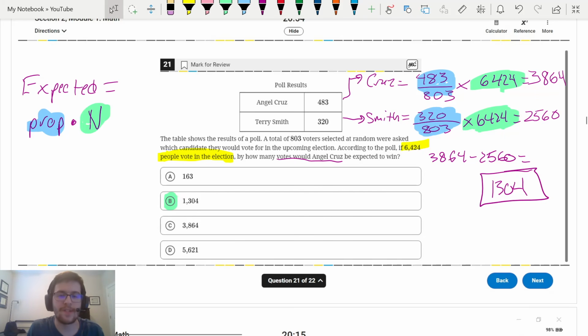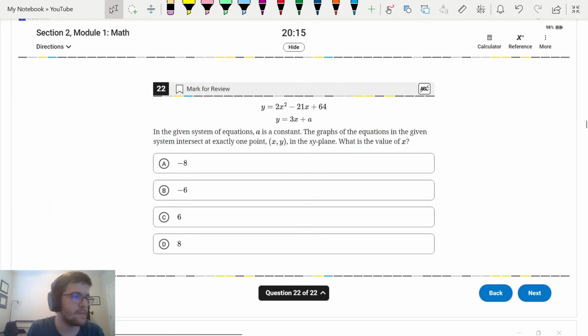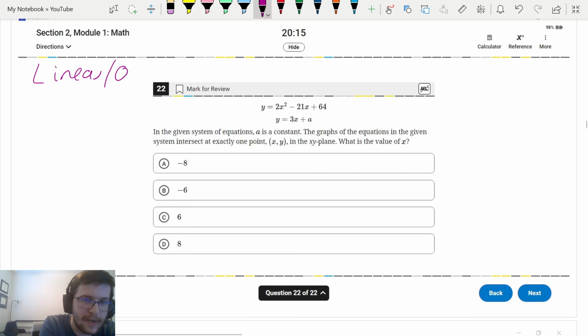All right, perfect. So 21 is B. Okay, we're almost done. We got one more. Okay, so this is a pain. I'm gonna be honest, it's another linear quadratic system. And remember, the way we tackle it is we substitute for y. They've been asking these a lot on these tests.